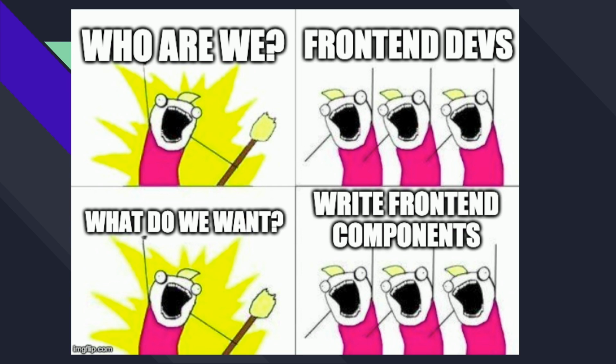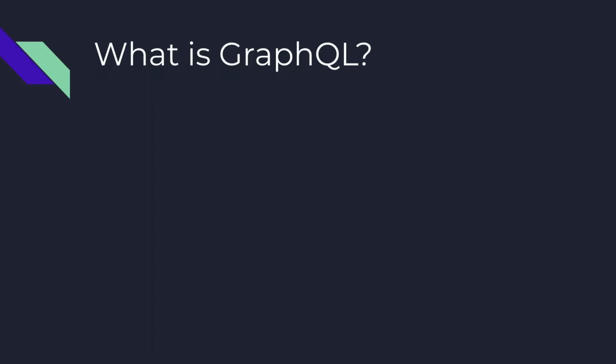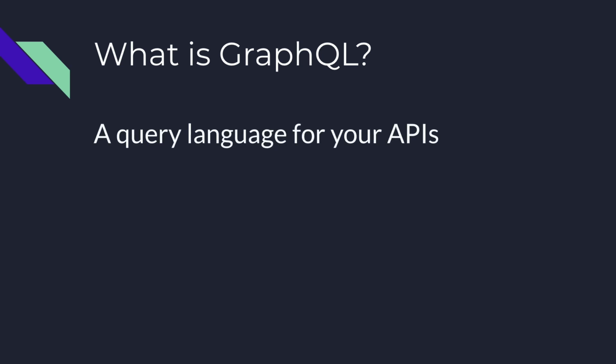It's not that simple. So let me show you what problems can occur and how adopting GraphQL helped me in overcoming those problems. But first of all, what is GraphQL? So the docs say that it's a query language for your APIs, right? But it's not that clear, is it?